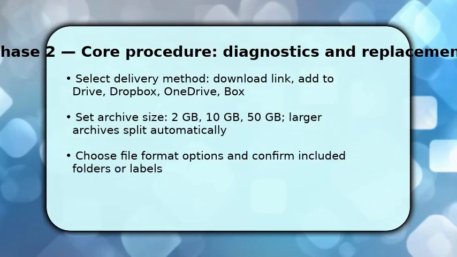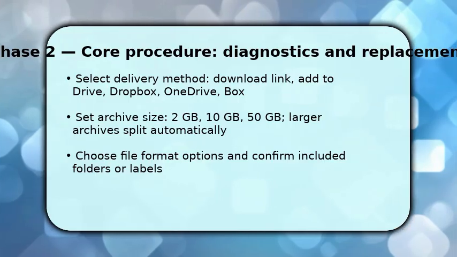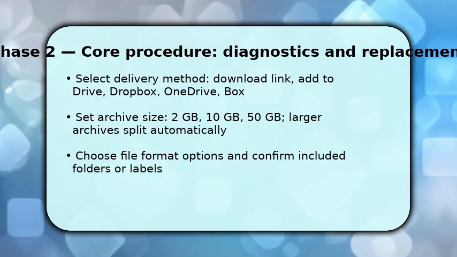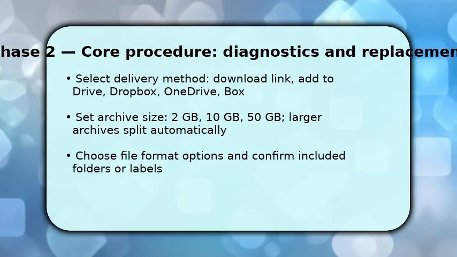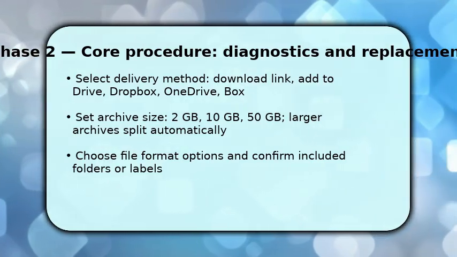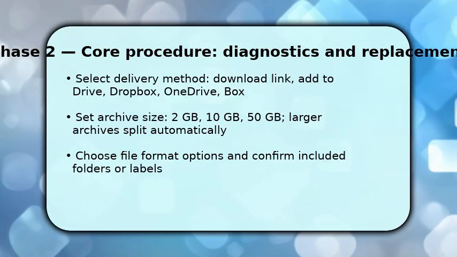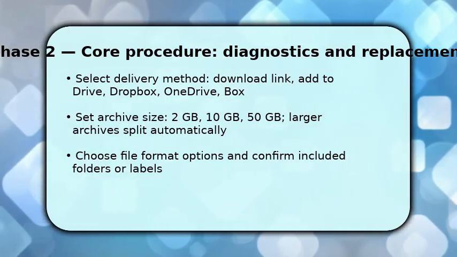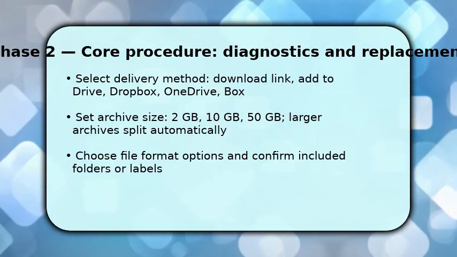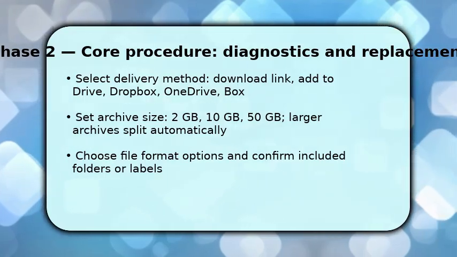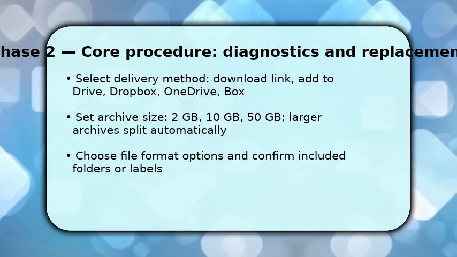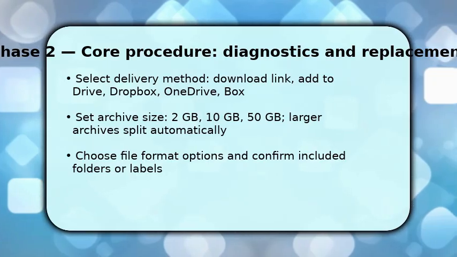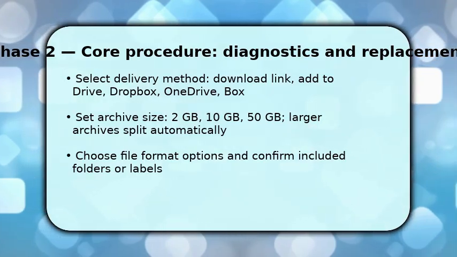Once done choosing services, you configure delivery and archive size. This controls how you receive data. Choose delivery: a download link emailed to you or direct add to Drive, Dropbox, OneDrive, or Box. Choose based on storage available. Then set archive size: 2 GB, 10 GB, 50 GB, because larger exports split into multiple files automatically. Make sure to review included folders and email labels so you don't miss nested folders in Drive or archived mail.